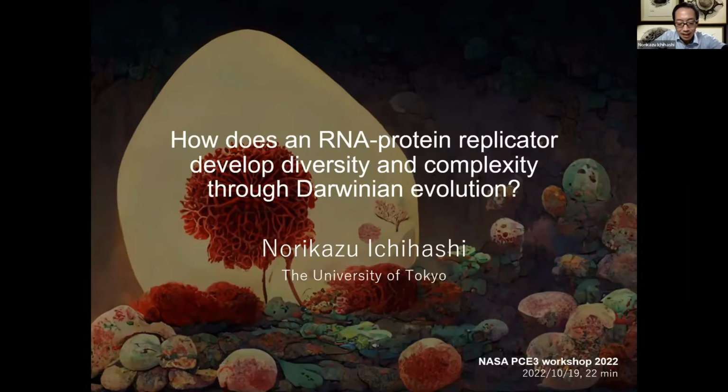First of all, I'd like to thank the organizers, Irene and Nita, for inviting me to this workshop. I'm Norikazu Ichihashi from the University of Tokyo. Today, I'd like to talk about the Darwinian evolution of a molecular system. We used RNA and proteins, and performed experimental evolution in a test tube.